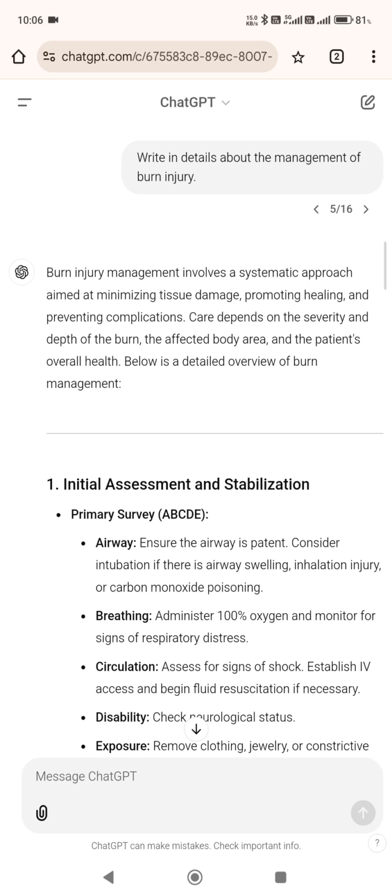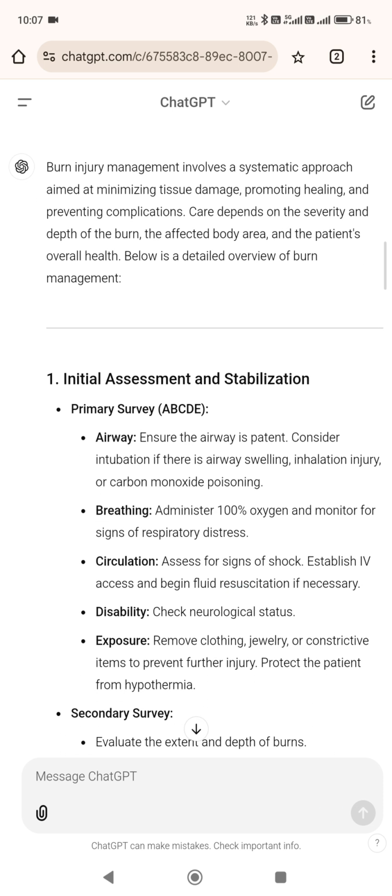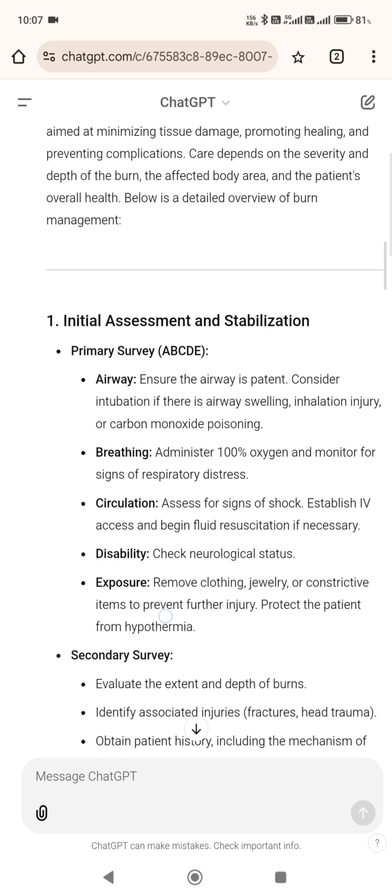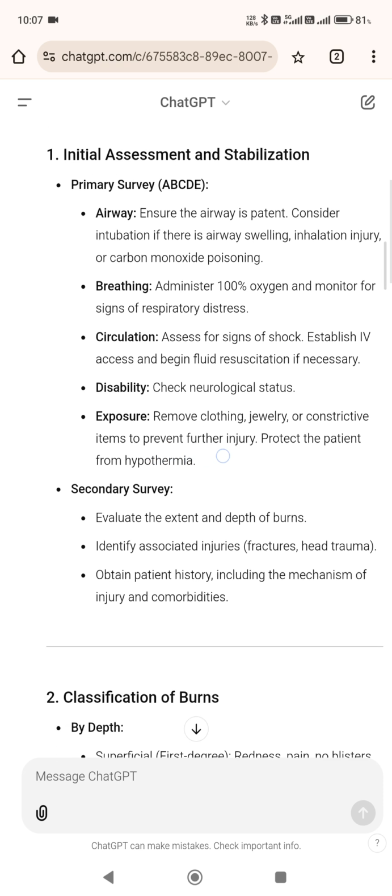Burn injury management involves a systematic approach aimed at minimizing tissue damage, promoting healing, and preventing complications. Care depends on the severity and depth of the burn, the affected body area, and the patient's overall health. Below is a detailed overview of burn management.